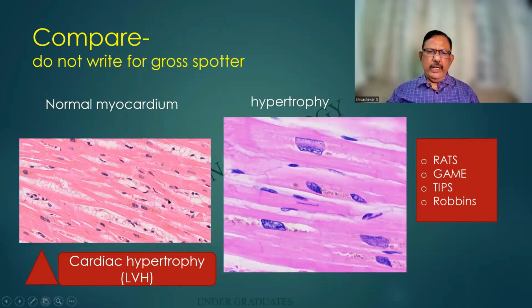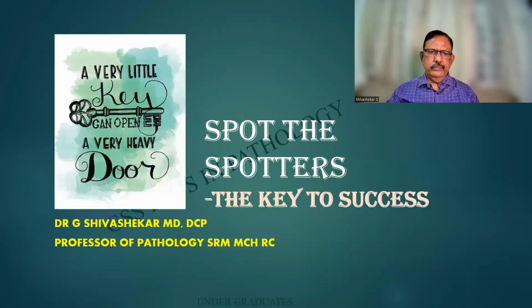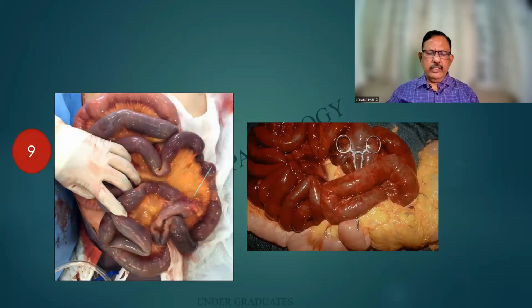This slide will not be kept, it is kept for comparison only. The normal myocardium, and look at the thickened myocardial fibers. References are here. Cardiac hypertrophy, left ventricle. Spotters are the key to success.